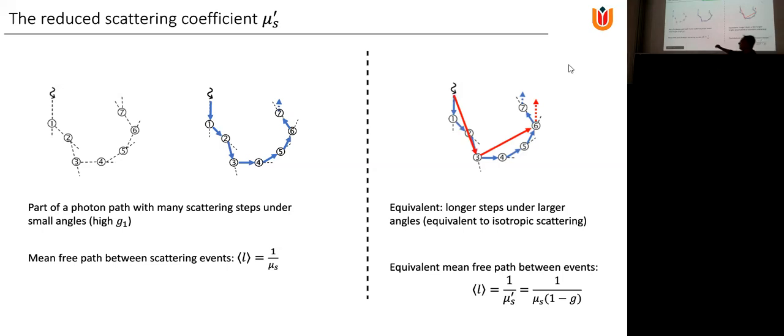So instead of having g1 that is close to 1, so many small deviations, we could also have a situation where the angles are isotropic, so no average preferential direction of scattering, and would take larger steps to get the same equivalent result. So you need larger steps in order to do that, and the equivalent mean path between the events is then going to be 1/µs prime instead of 1/µs, so 1/µs times 1 minus g1.